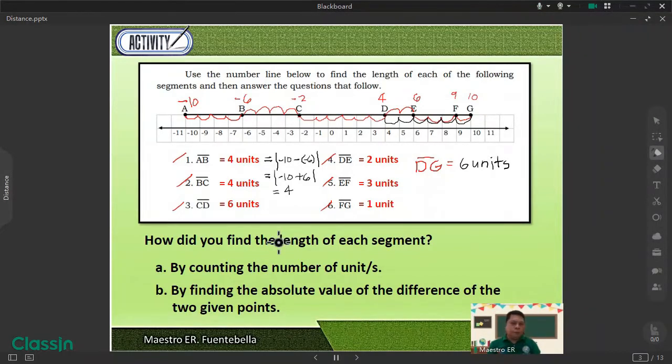Let's take segment CD, where point C is on negative 2 and D is on positive 4. Therefore, it is equal to the absolute value of negative 2 minus positive 4. So it becomes the absolute value of negative 6. Therefore, it is equal to positive 6 units.